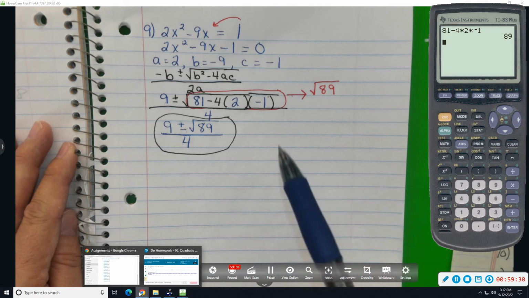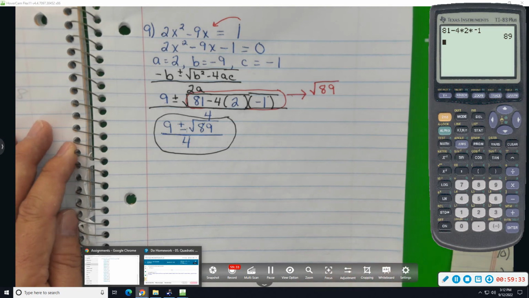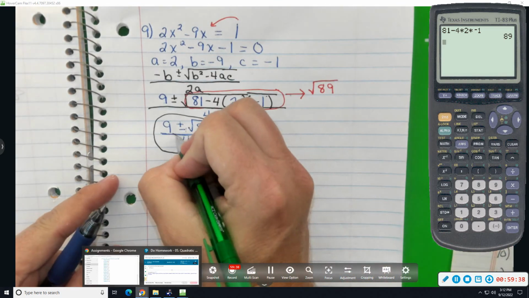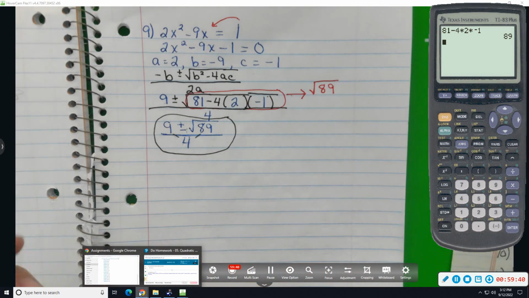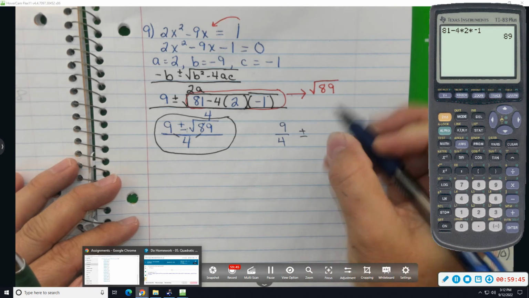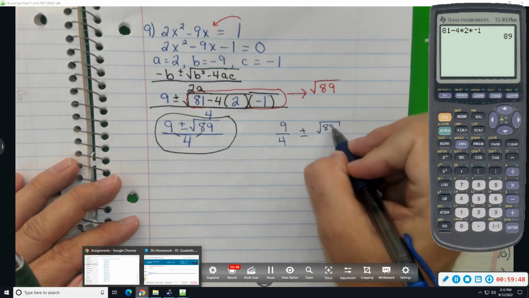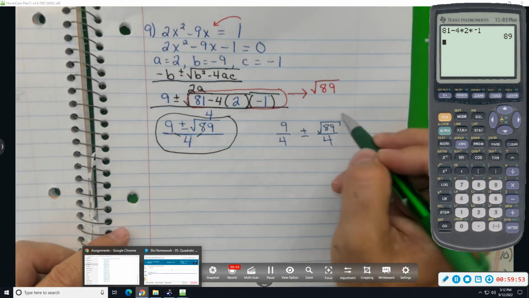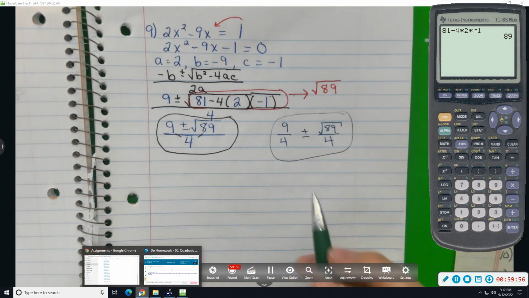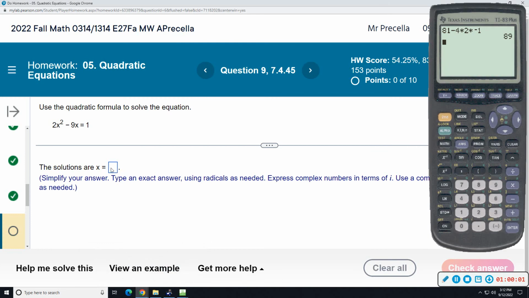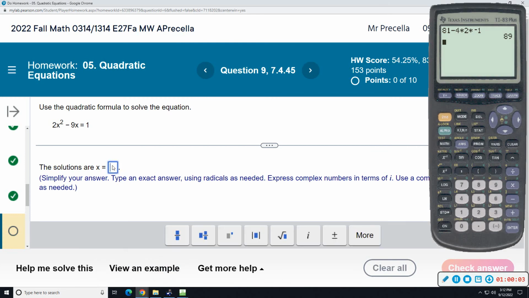If you want to always be safe, the thing to remember is to split up everything. Here we're not going to be able to cancel anything, but if you typed in 9 over 4 plus or minus the square root of 89 all over 4, my math lab will accept it. It's never wrong to split up like that, but you don't need to if there's not an i in it. The only time you must split up is when there's an i up there on top. Is that clear?